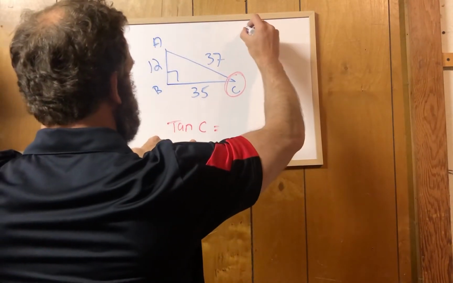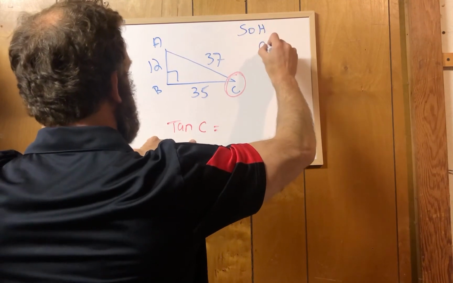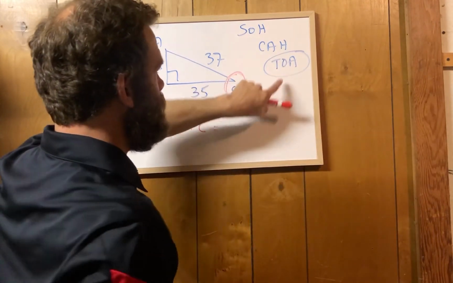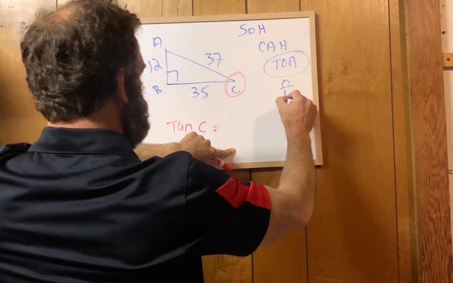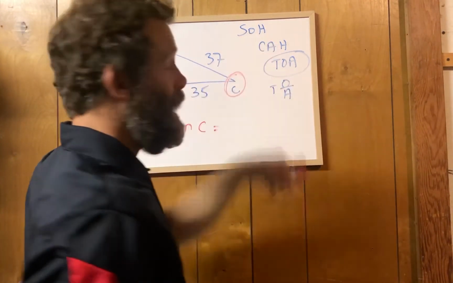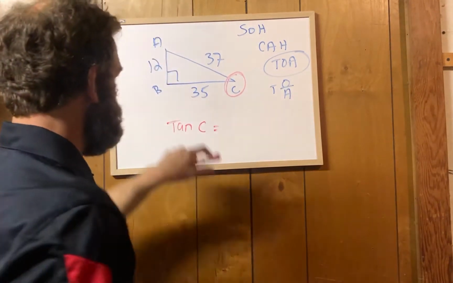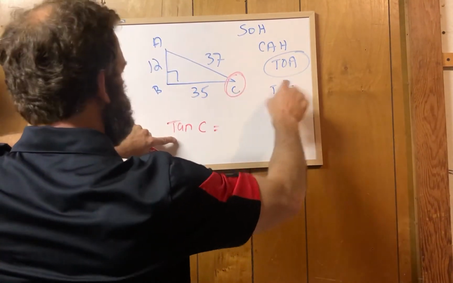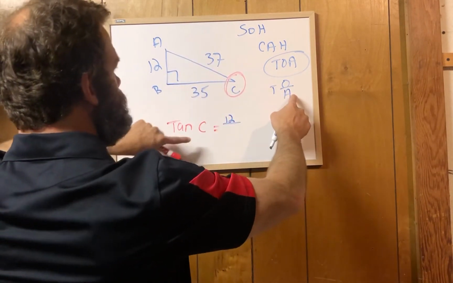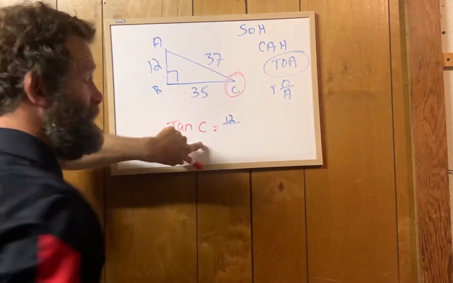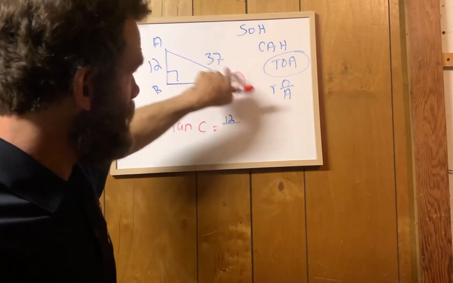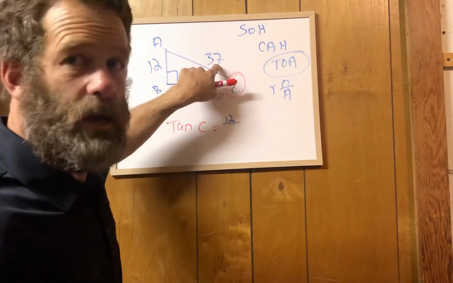Tangent is, remember, SOHCAHTOA. Here's tangent right here. Tangent is equal to opposite over adjacent. TOA. That's what the O and the A are. That's why you should always write down SOHCAHTOA. So from angle C, my opposite side is the side across, which is 12, over my adjacent side. Is my adjacent side 35 or 37? You should understand it's 35 because even though 37 touches that angle, 37 is always your hypotenuse.